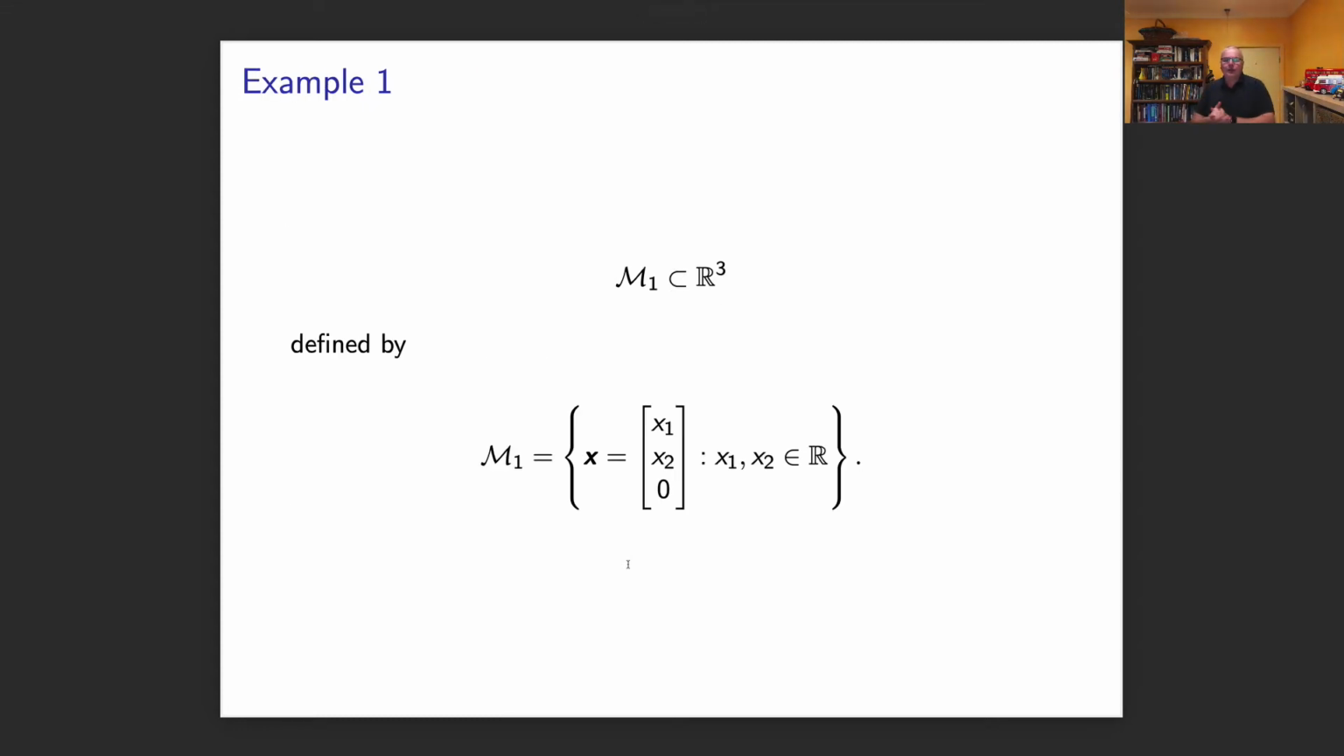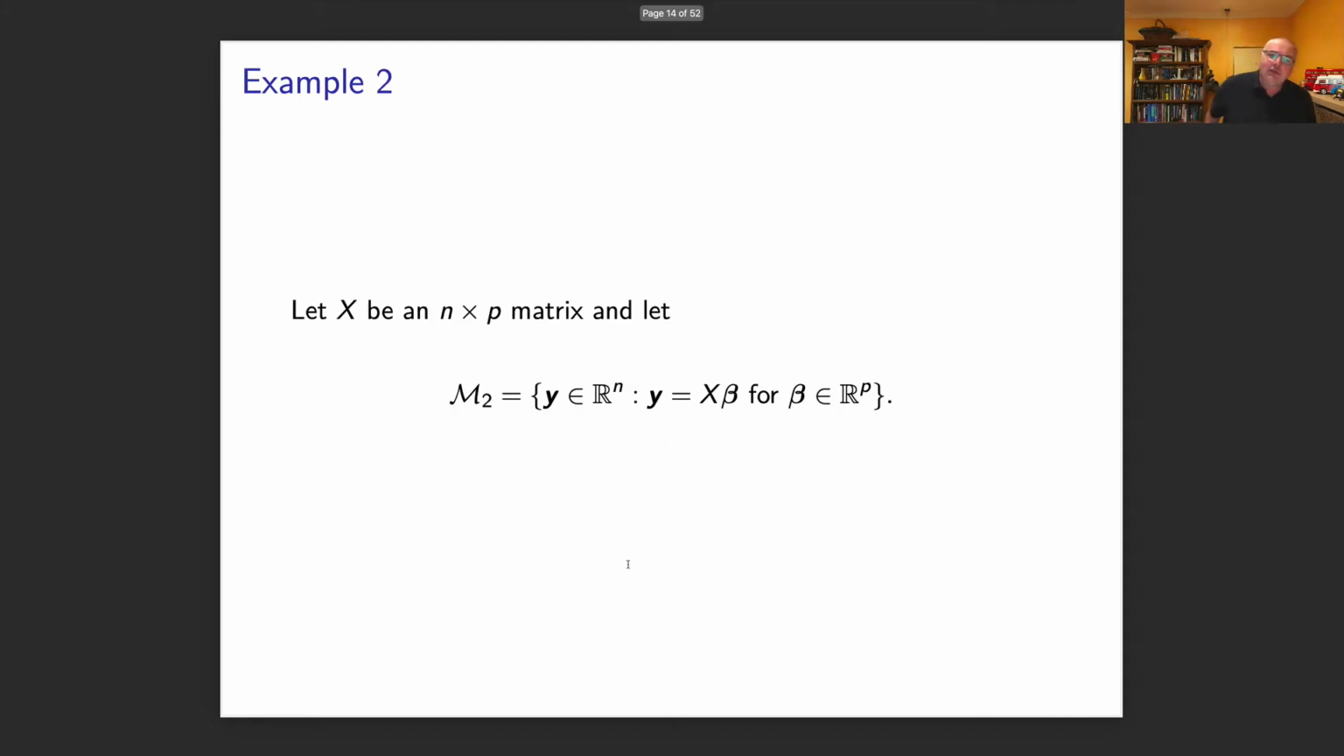So here's an example. I'm going to call it M1, which is in just R3, so it's in three-dimensional space. The form of every vector in M1 is that it has any real number for x1, any real number for x2, but it's always 0 in x3. I can multiply any two of those by any real number, add them all up, and you'll still have something of the form of a real number, a real number, and a 0. Simple as that.